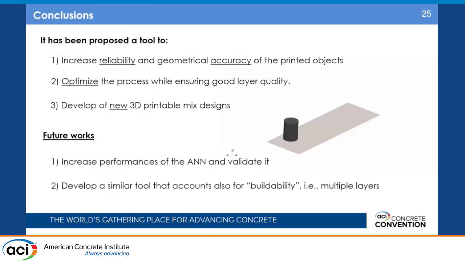Okay, before stopping, just something about future works. So obviously, as I was saying, increase the performances of the neural network to make it more stable with respect to the fact that we have a limited amount of training data. And also in the future, one can think something similar, not only to assess extrudability, but also for buildability, so multi-layer printing.